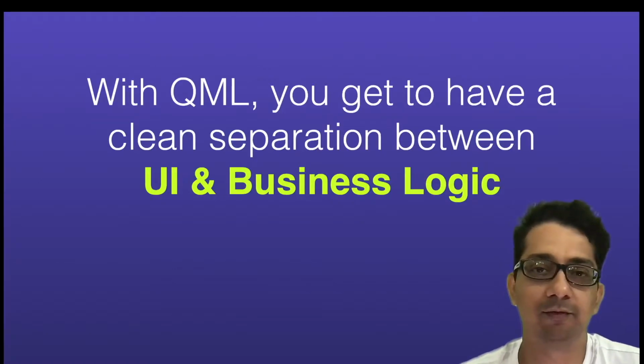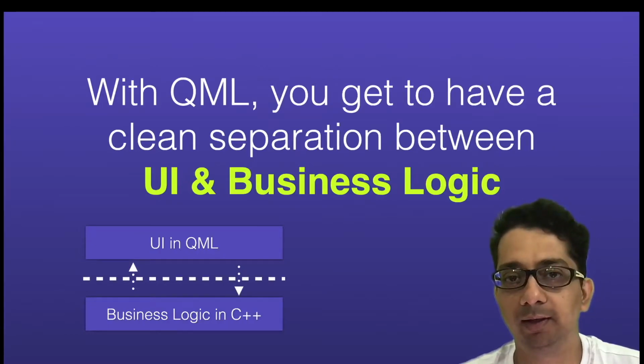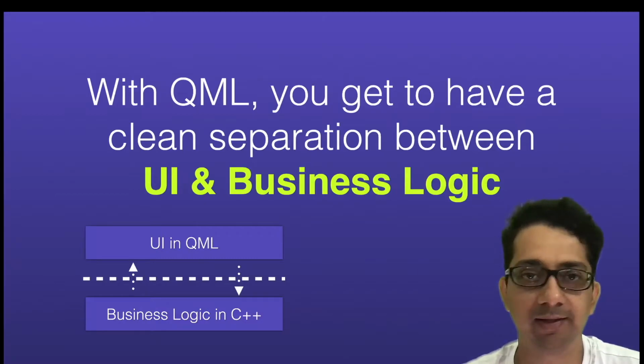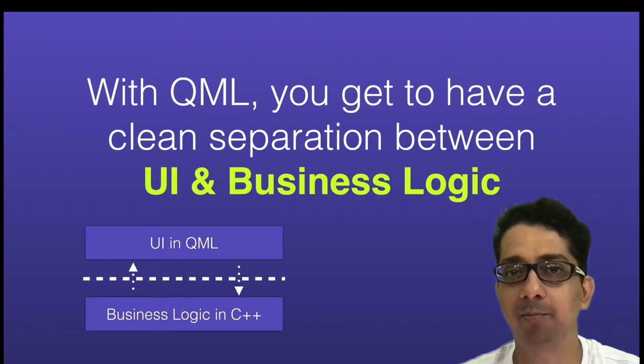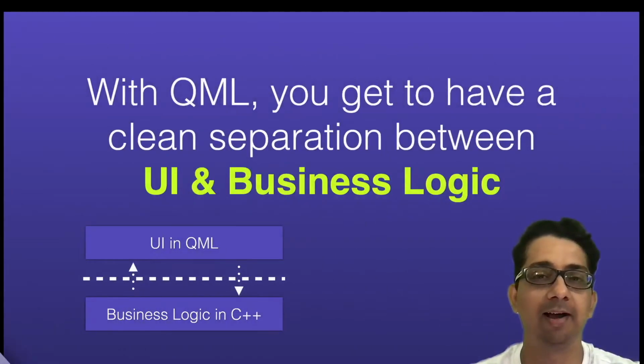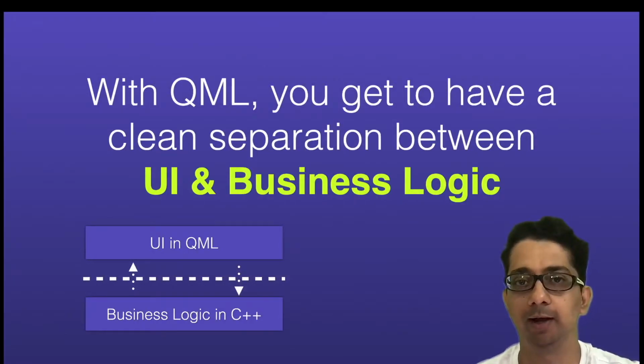This was possible entirely because with QML, you get to have a clean separation between UI and business logic. The reason for this is very simple. The UI is written in QML, a language very different from what we use to write the business logic, which is C++. And that means these two will end up being distinct layers with a proper interface that leads to cleaner code and better architecture. In my opinion, this is the killer feature of Qt Quick and QML.